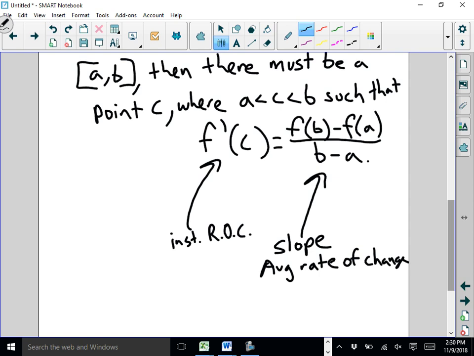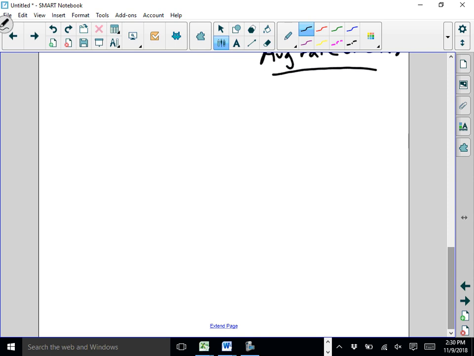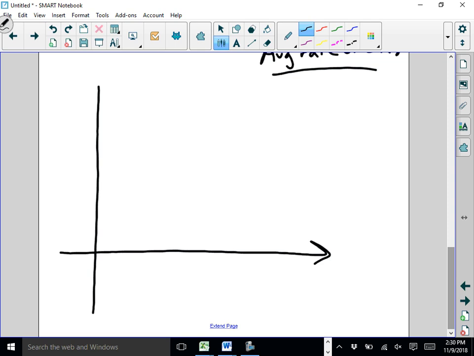So let's take a look at this. I think it's easiest to look at it in a graph. So I'm just going to put a little graph in here. I'm just going to sketch a graph of a function that needs to be differentiable. Again, differentiable means that it's connected and smooth. So something like this.